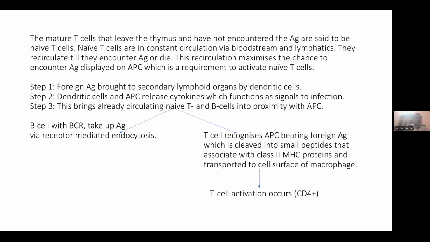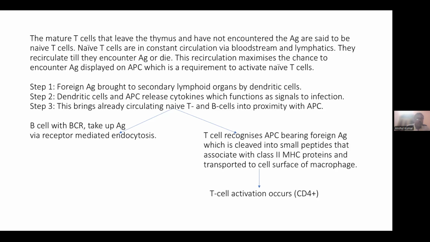Next is the process in which mature T cells that leave the thymus and have not encountered the antigen are said to be naive T cells. Naive T cells are in constant circulation via blood streams and lymphatics. They recirculate till they encounter antigen or die. This recirculation maximizes the chance to encounter antigen displayed on antigen presenting cells, which is a requirement to activate naive T cells. Until they encounter an antigen, they remain naive T cells.